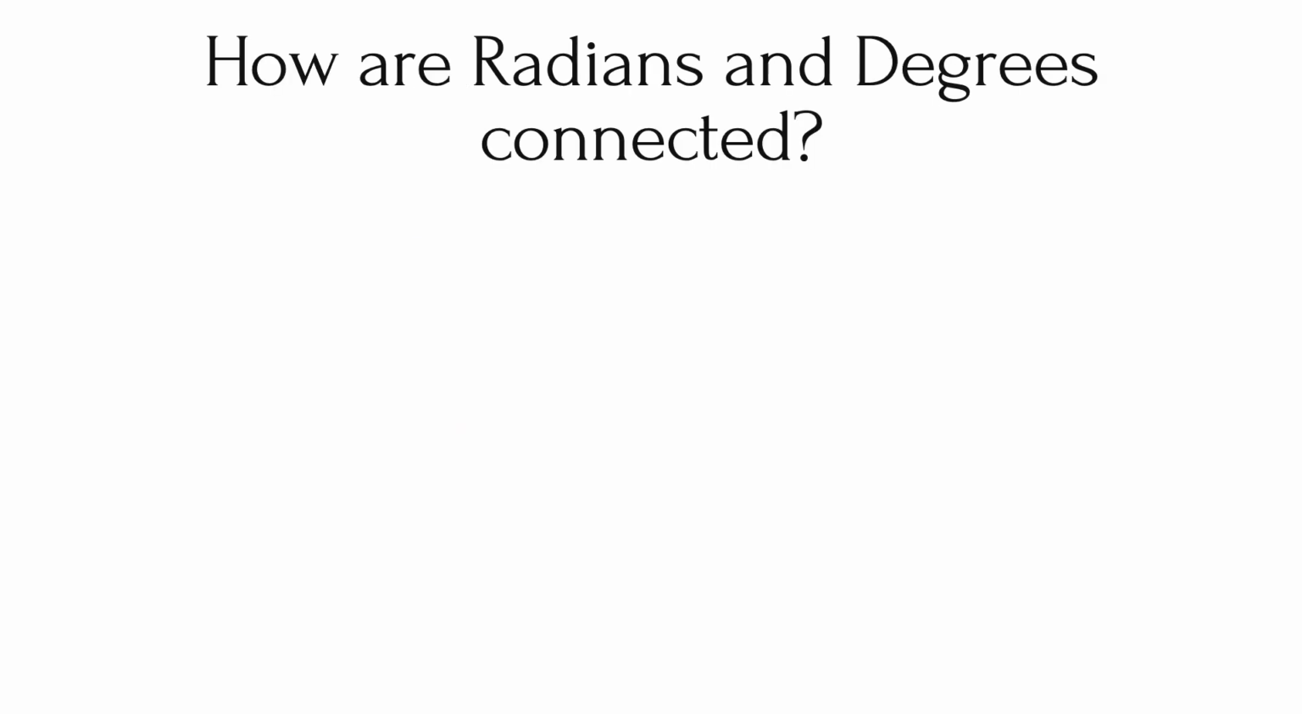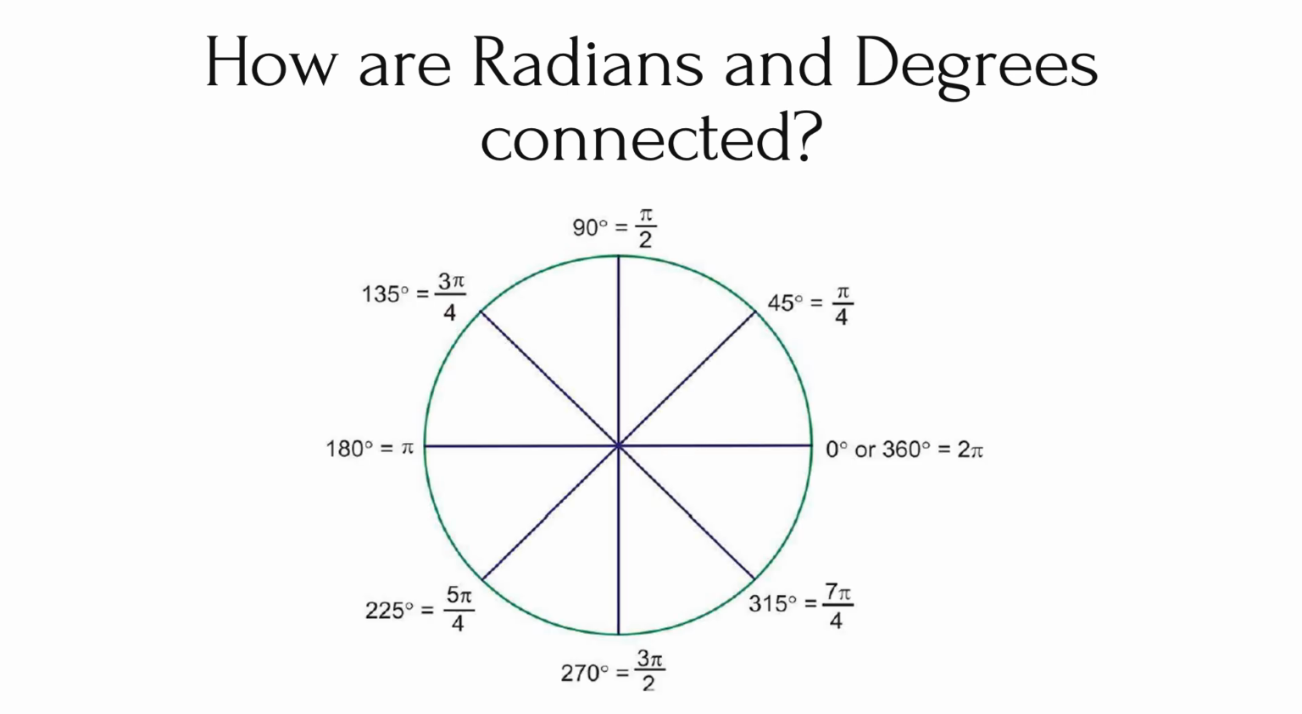So you've probably spent most of your life working in degrees. So the most important question is really, how are radians and degrees connected? Here's a lovely little visual. It's our unit circle, and we are starting at 0 degrees, and we work to the left. We're working anti-clockwise, and we can see some of our main angles.